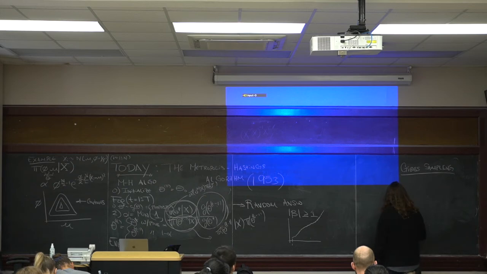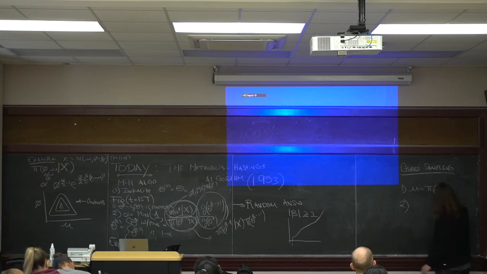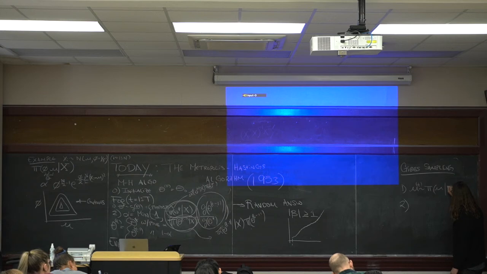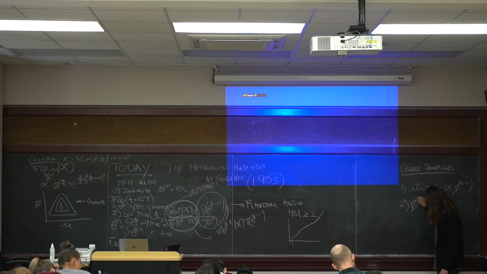So here's what a Gibbs sampler is, at least for our example. It's going to be two steps. We're going to first sample mu, and it's going to come from its full conditional: mu_t given x, conditioned on phi_{t-1}. This is the full conditional for mu. Now we're going to update the phis using their full conditional distribution.